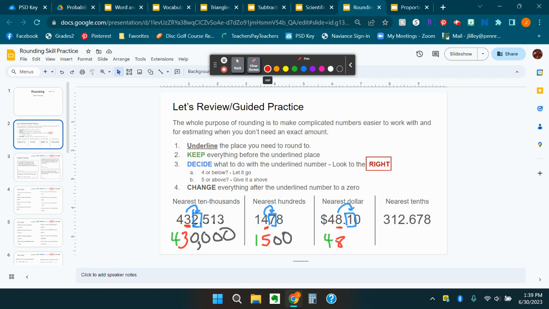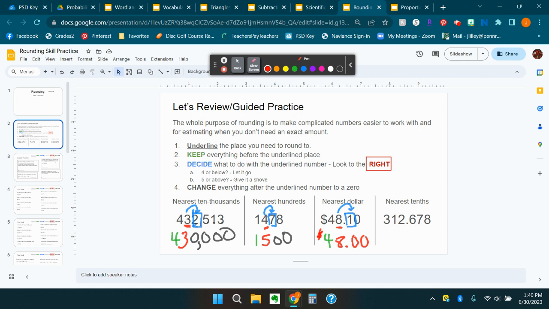And everything after it becomes a 0. Now, technically, because everything after it is also after a decimal, we could just leave it at $48 and not write anything else. But if you're ever not sure, you can write the decimal point 00 just to be sure. That will never be incorrect. And if you think about it, if we were to put it on a number line, $48.10 is a lot closer to $48 than it is to $49.